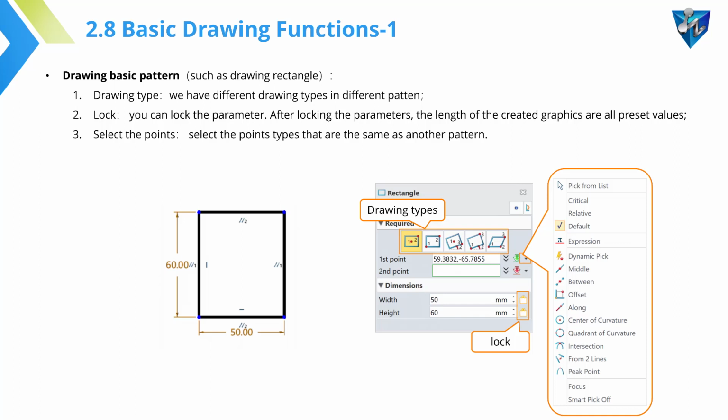And for the dimensions, we have the lock function. You can lock the parameters. After you lock the parameters, the length of the created graphic will be set to the preset values. Let's move to ZW3D to show you the basic drawing functions in the Sketch module.